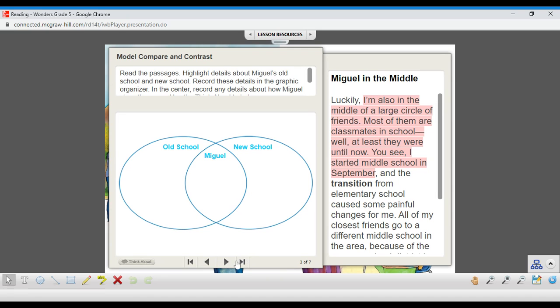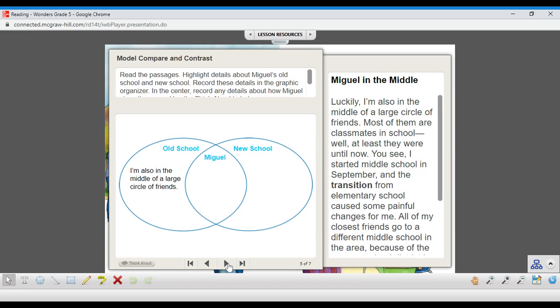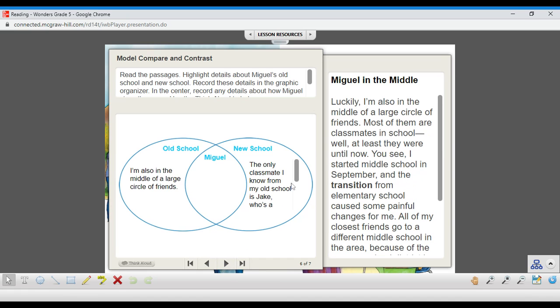All right. So the first thing we learned about our friend Miguel is at his old school, he was pretty popular. He had a lot of friends. He found himself in the middle of a large circle of friends. All right, but then you go on to read. Oops, scroll down here. And he later says, "The only classmate at this new school, the only classmate I know from my old school is Jake, who's a genius in math. But since it's not my favorite subject, we never became friends." So he does know someone from his old school, but they weren't friends before. And that's why we can plug that into the new school setting. He only has one classmate. All right.